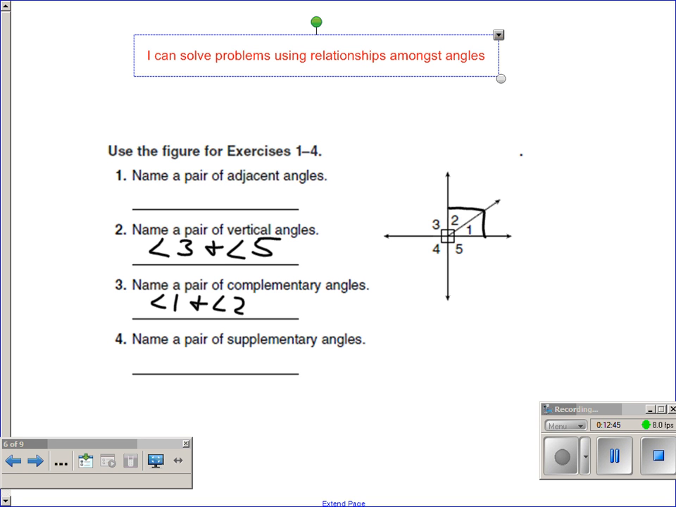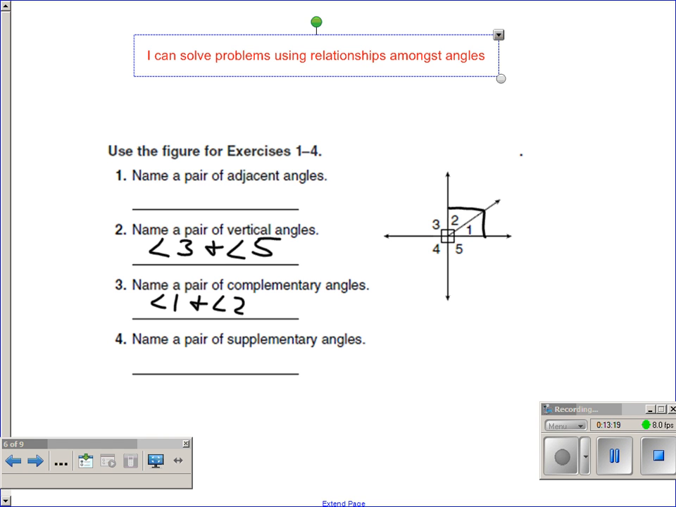Okay. Then, can we name a pair of supplementary angles? Sure. 3 and 5. You know what? You said that earlier. Tell me, would 3 and 5 actually add up to make 180? They are technically supplementary. They're just not adjacent. I think I said no earlier. 3 and 5. This is 90. This is 90. What's 90 plus 90? 180.